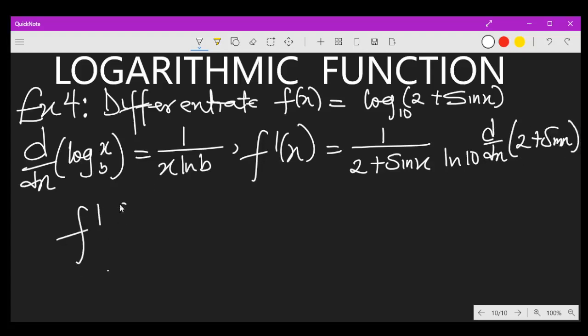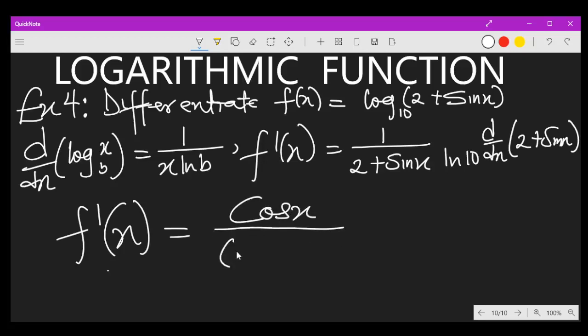the derivative of 2 plus sine x. So f prime of x will be the derivative of 2 plus sine x, which gives you cos x, over 2 plus sine x times ln 10. This is how we apply the formula to get the answer.